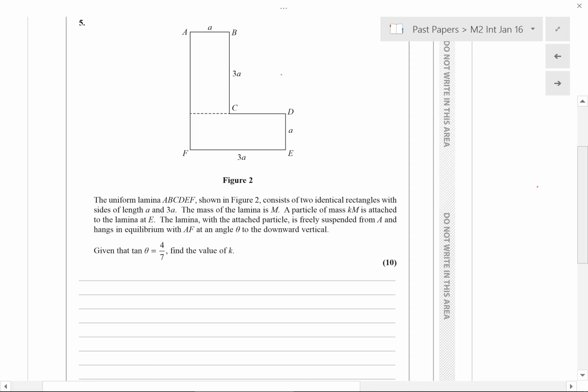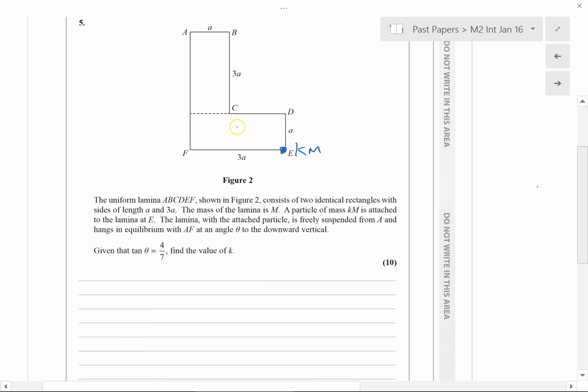So continuing with the M2 International January 16 paper for Edexcel. It's a 10-mark question, centres of mass. It's all basically what we've got is a mass of km placed here.